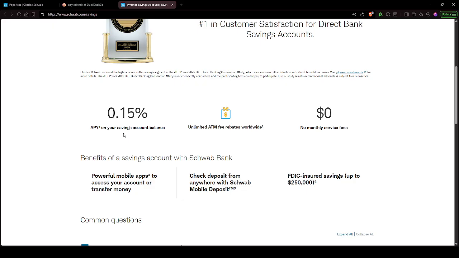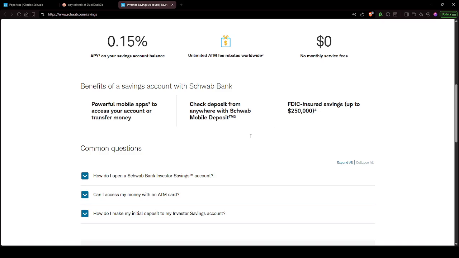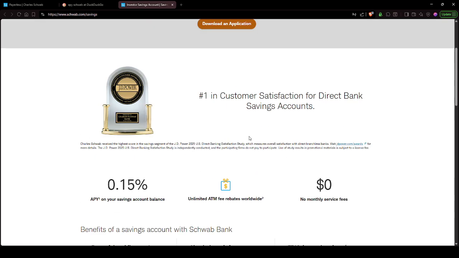The APY may vary based on the type of account, such as a checking account or a high-yield savings account. So make sure to choose the one that best fits your needs.